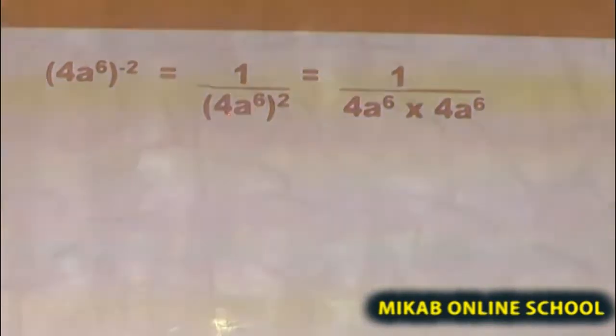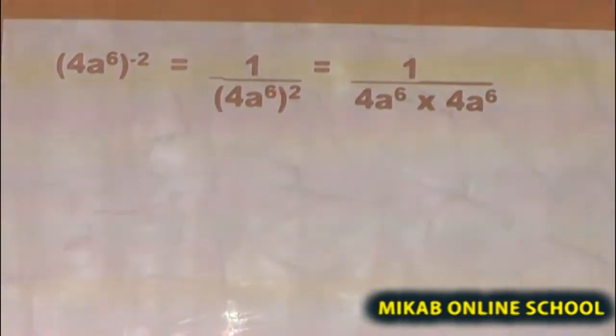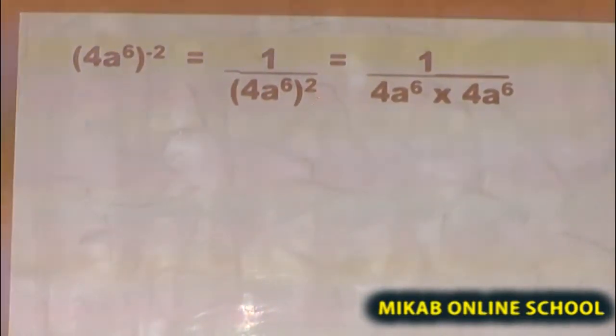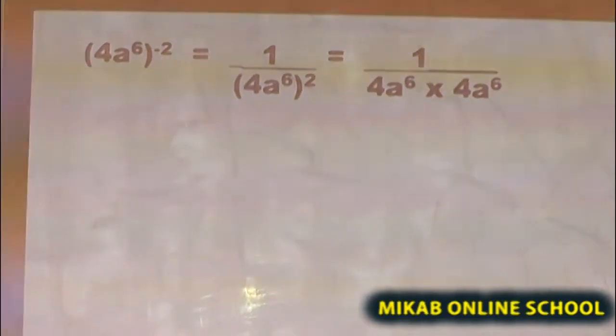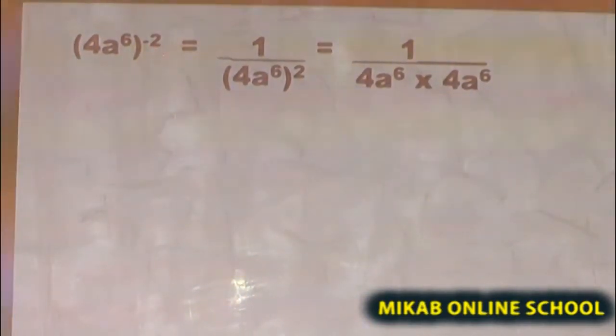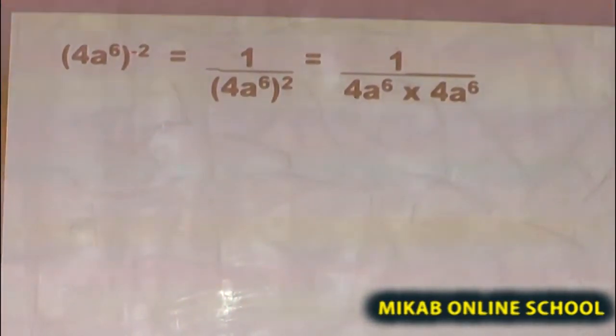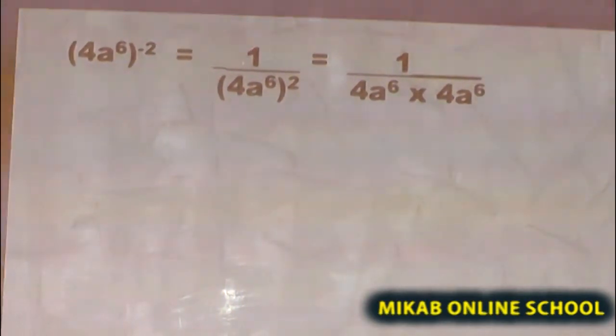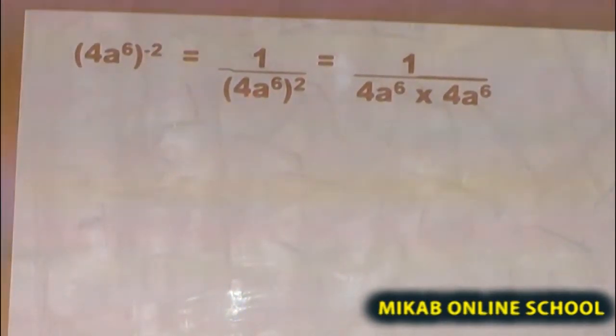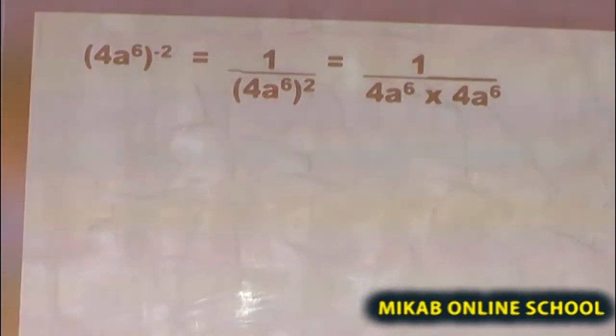And the expression will be given as 1 all over 4a raised to the power of 6, open and close bracket, all raised to the power of 2, if you apply the reciprocal law here. And this minus is the one that brought about this 1 all over 4a raised to the power of 6, all raised to the power of 2.